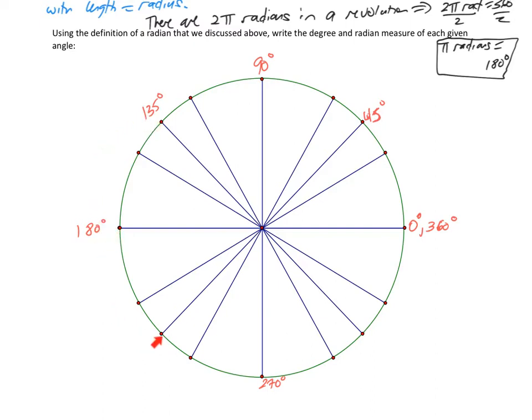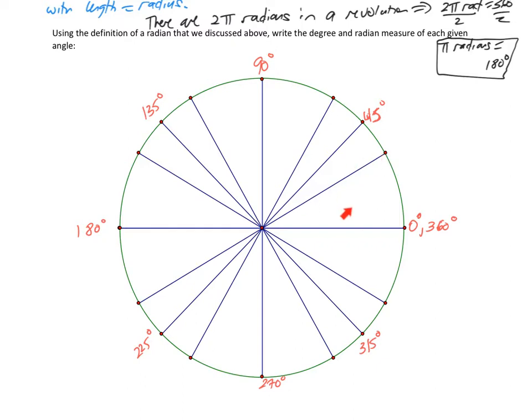Add another 45. 180 plus 45 is 225. Add another 45. We've already labeled that as 270. Add another 45. That's going to be 315 degrees. Now we've labeled all the multiples of 45. The next ones that I want to label are going to be multiples of 30.